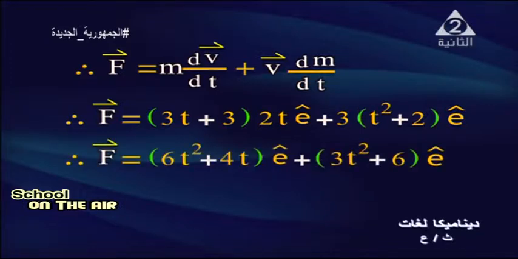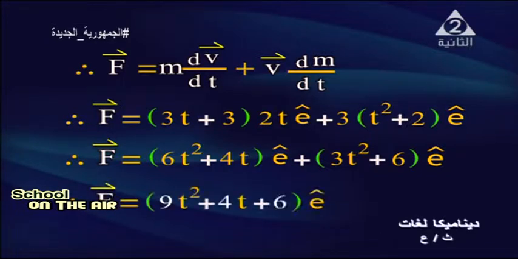Then vector F equals 6t power 2 plus 4t in direction e, plus 3t power 2 plus 6 in direction e. Then the force F vector equals 9t power 2 plus 4t plus 6 in direction of e, which is a unit vector parallel to the straight line in which the particle moves.